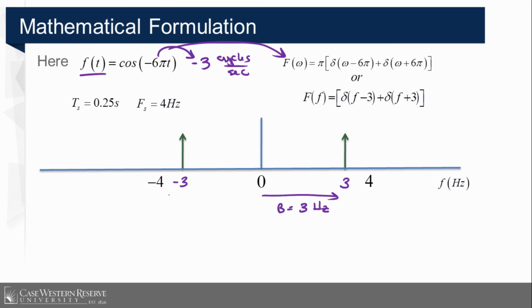All right, so let's go back to how we performed our sampling. So we have the same sampling interval, 0.25 seconds, and the same sampling frequency, which is 4 Hertz. And so we know, again, because we've sampled, we're going to have replicas of these 2 delta functions, which are centered around -4 Hertz, 4 Hertz, 8 Hertz, so on and so forth. Right, where our -Fs is and our Fs.